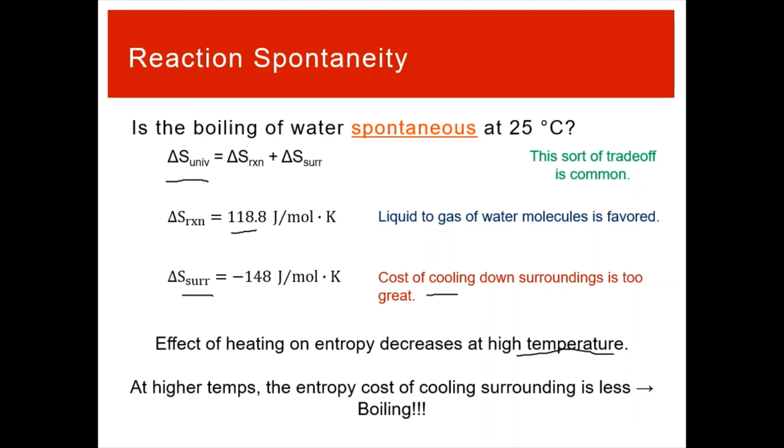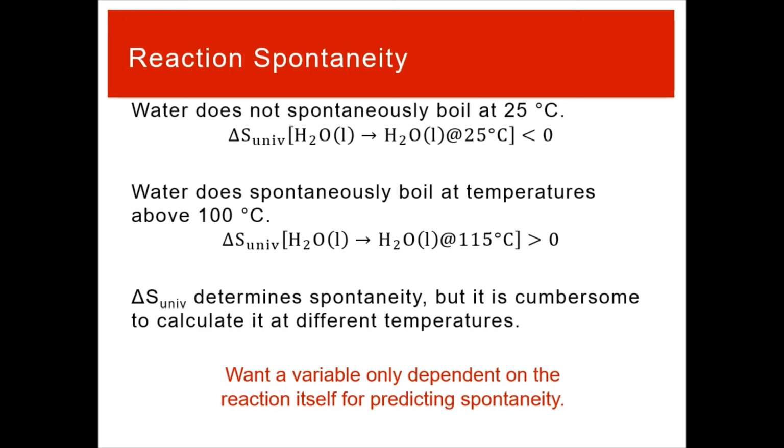It's not spontaneous at 25 degrees Celsius, but at 100 degrees Celsius, water boiling is very spontaneous. So for water, we expect the delta S of the universe to be negative at 25 degrees Celsius. We expect it to be positive above the boiling point, right? And so that change in the sign of delta S of the universe tells us the spontaneity. It's going to change as the temperature changes.